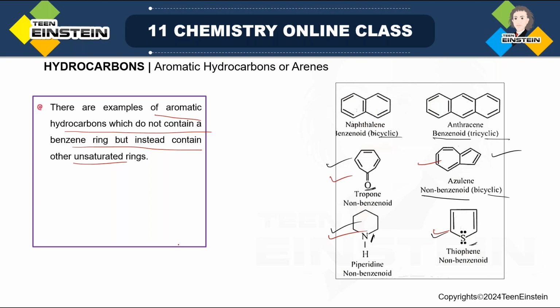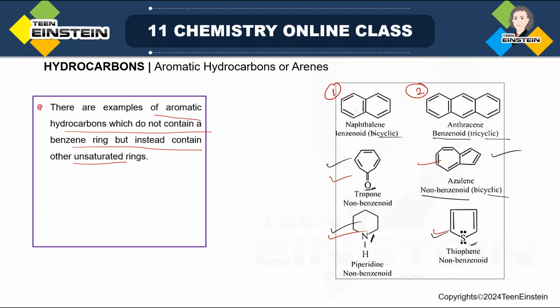So these 4 molecules are basically non-benzenoid. Only the first 2, number 1 and 2, are benzenoid. But the rest of the 4 molecules, out of these 6, are not benzenoid type molecules. Still, these molecules have some aromatic character. Now the next question arises: how will I understand that they are showing aromatic property? We will learn about it just after a few minutes, what the conditions are. If those conditions are fulfilled, only then can you call the molecules aromatic.